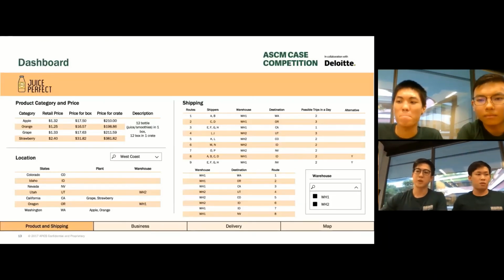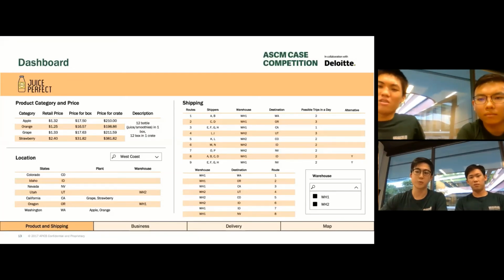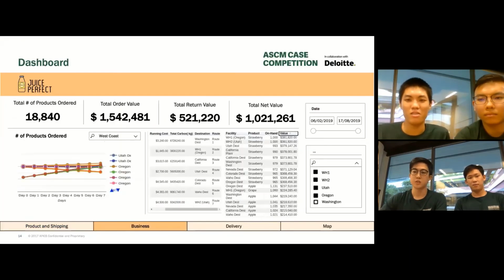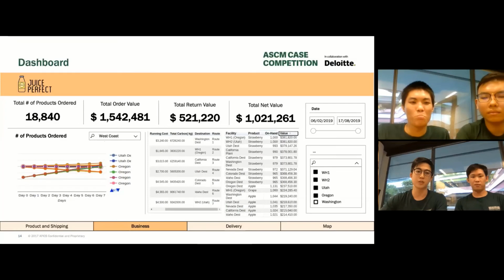To guide the leadership to make informed decisions in real time, we suggest the use of a dashboard for enhanced visibility. Here we have created a sample dashboard with 4 pages. The first page shows an overview of product and shipping information, in this case specific to the West Coast region. This page shows the values relevant for the business, for example, total number of products ordered and the total value earned.